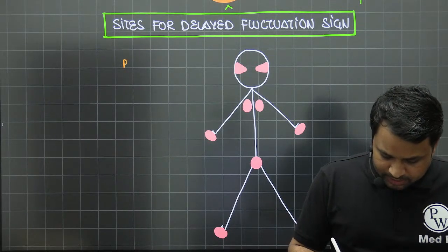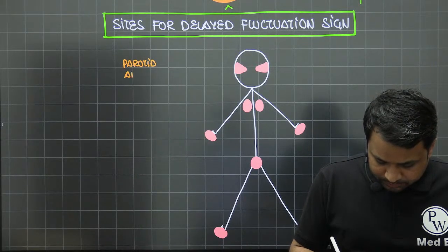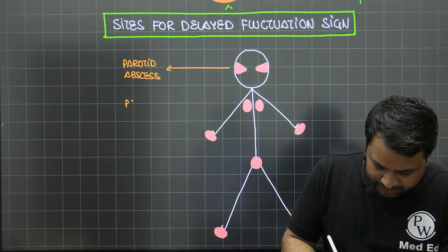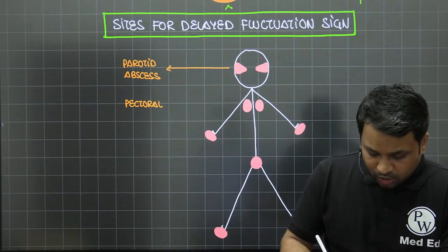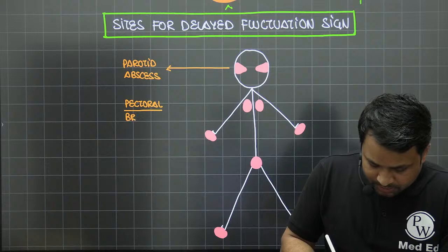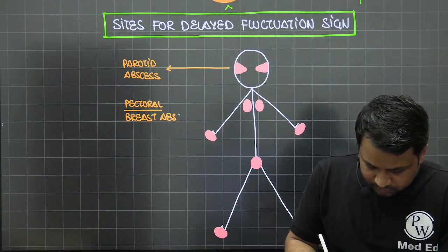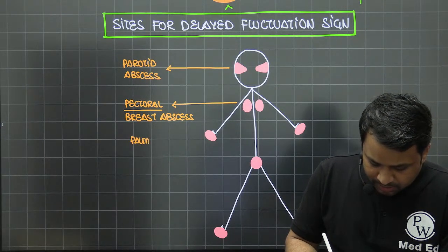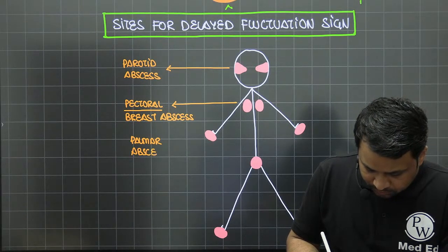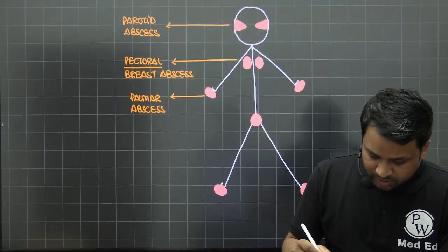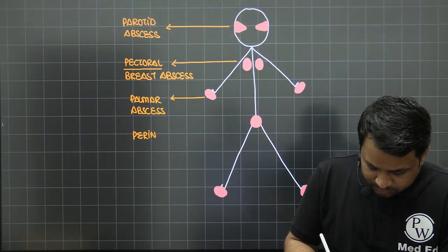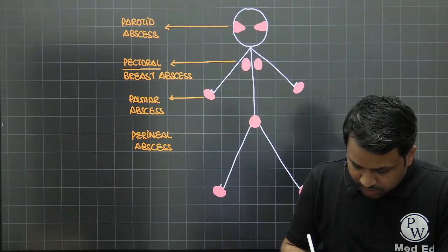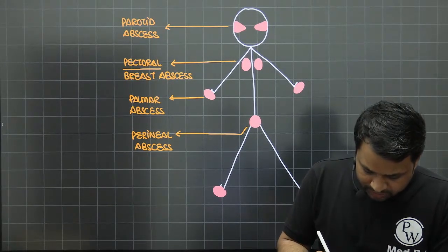The first one that you see here is your parotid abscess. The second one is what we call pectoral, because it is seen on the pectoralis site, or it can simply be remembered as breast abscess. So either you say pectoral abscess or breast abscess, that is site number 2. Site number 3 is your palmar abscess. Then site number 4 is your perineal abscess. And the last one that you have is your plantar abscess.